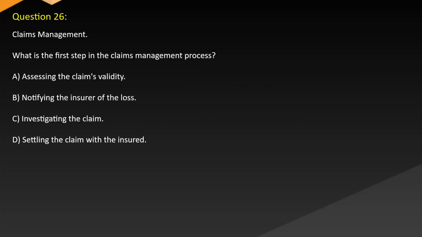Question 26. Claims management. What is the first step in the claims management process? A. Assessing the claim's validity. B. Notifying the insurer of the loss. C. Investigating the claim. D. Settling the claim with the insurer.